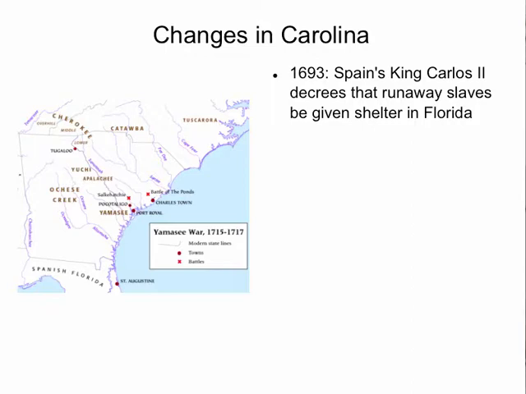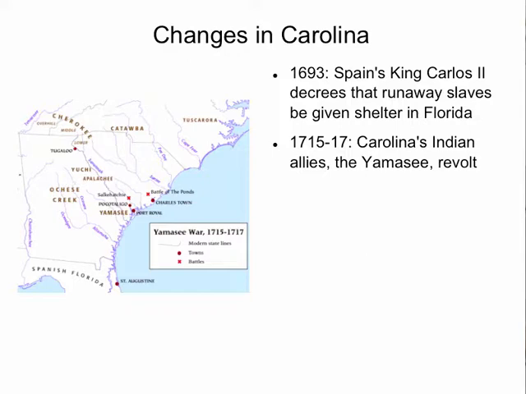In 1715, the Yamasee Indians finally got tired of playing the role of kidnappers and enslavers for the Carolina white settlers. They felt that the Carolinians were not treating them fairly, and were taking advantage of them. And so in 1715, the Yamasee rebelled against the Carolina settlers. And we call this the Yamasee War. It lasted for 2 years, from 1715 to 1717. It was a bloody conflict, but as usual, the Indians were not successful in this revolt.